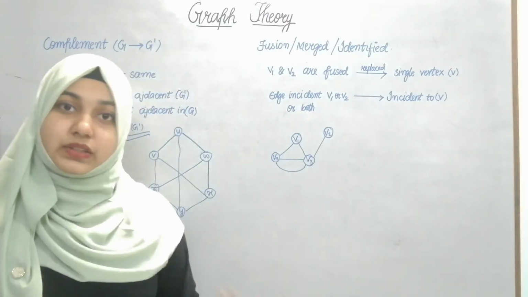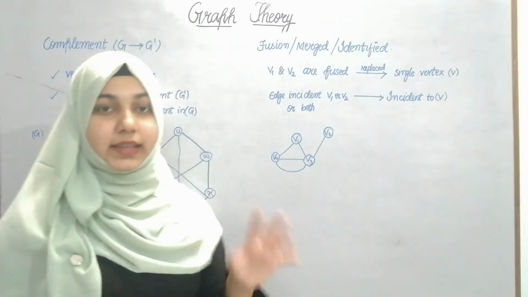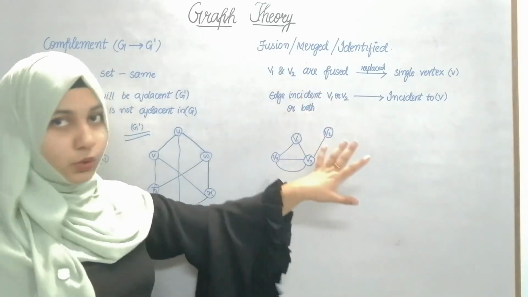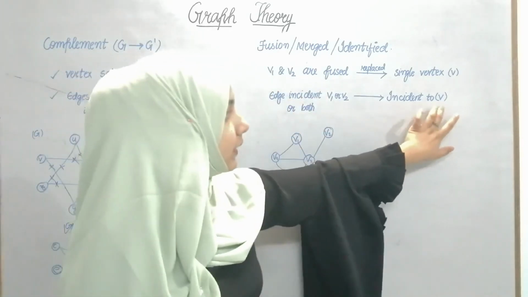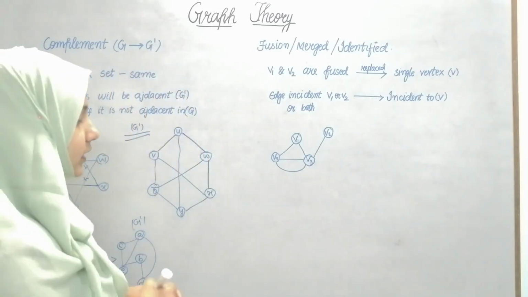Okay, so what will happen to the edges when we fuse the vertices? The edges which are incident on either V1, V2 or both will now be incident on the newly created vertex. Okay, let's understand this with an example.